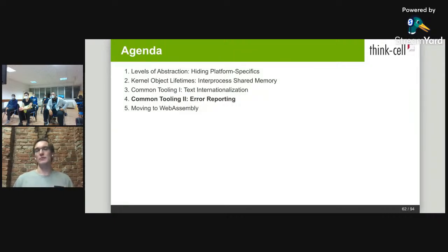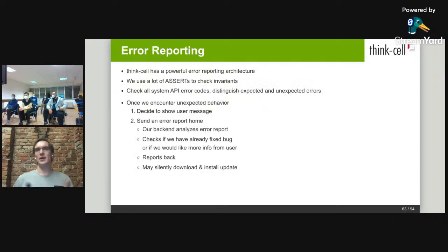Now, another tool that we have built regards our error reporting architecture. We have a very special approach to error reporting that we've also given talks on already. We use a lot of asserts liberally in our code base to check invariants. And what is different in our code compared to others is that those asserts stay in release builds. So we ship them to customers and they will still check for all invariants. And we also check all return values from any system API that we call. And we will distinguish between expected return values and unexpected return values.